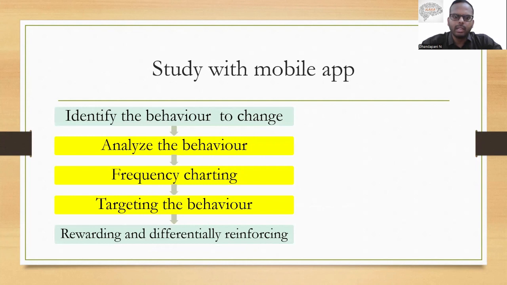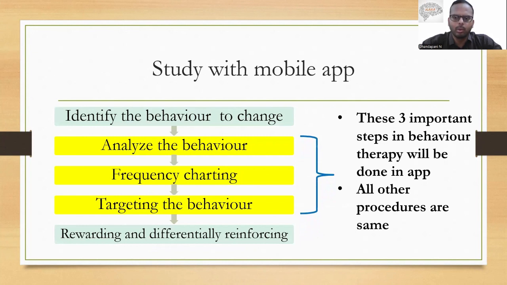So the behaviors which are mentioned in the yellow, which is analyzing the behavior, frequency charting, and targeting the behavior, all these 3 steps will be done using the mobile app and all other procedures are the same. So here what we have to understand is that the entire behavior therapy, the concept and everything, remains the same. Only the modality changes, whether we are using a chart paper or a mobile. Rest of everything is the same.